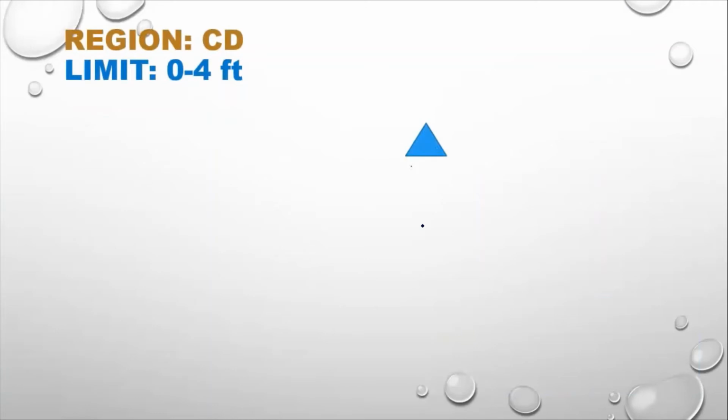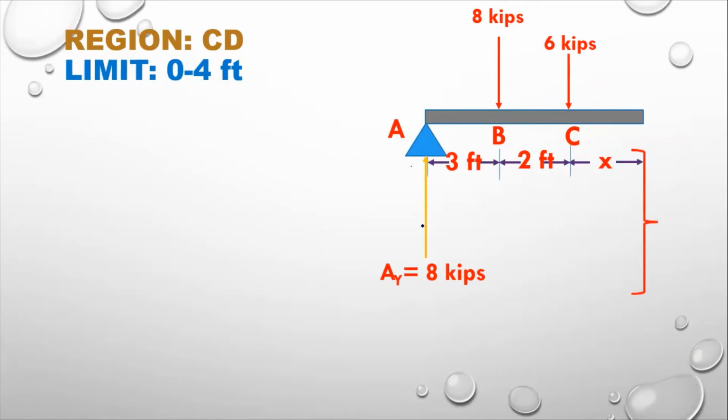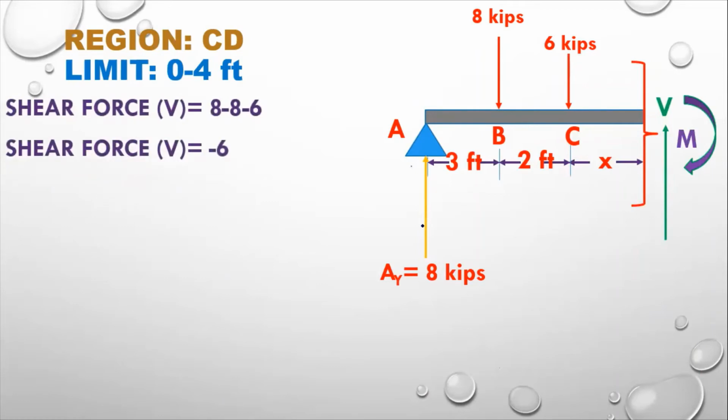So CD is 0 to 4 feet, and this will be the 8 kips, and we have to include 6 kips over here as well. This is point C. The first length was 3 feet. You can see here it is coming out 3 feet, then 2 feet, and then it will be x, because we have cut the region somewhere in CD. So it is x. This is a section cut, this is the shear force, and this one is the bending moment. And you can see shear force is equal to 8 minus 6.